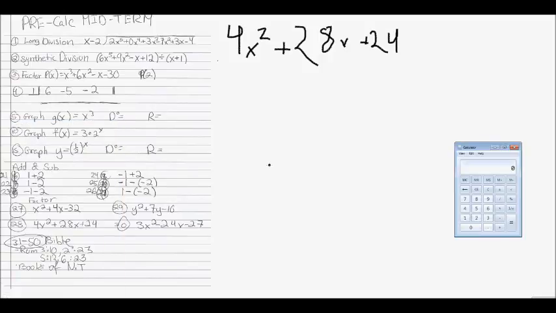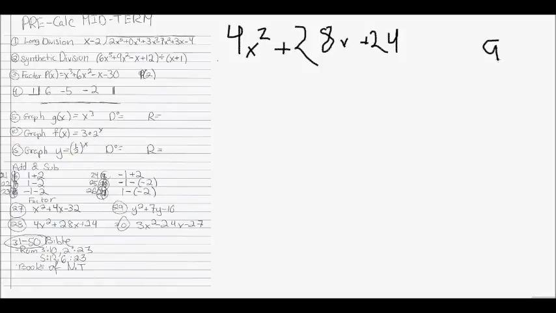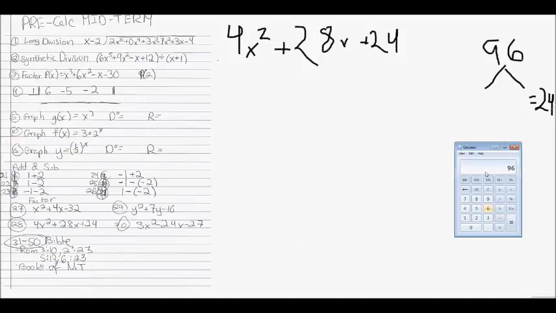The way this method works is we multiply 4 times 24, and 4 times 24 is 96. I'll write that over here. So we have to look at what two factors of 96 will give us 24.